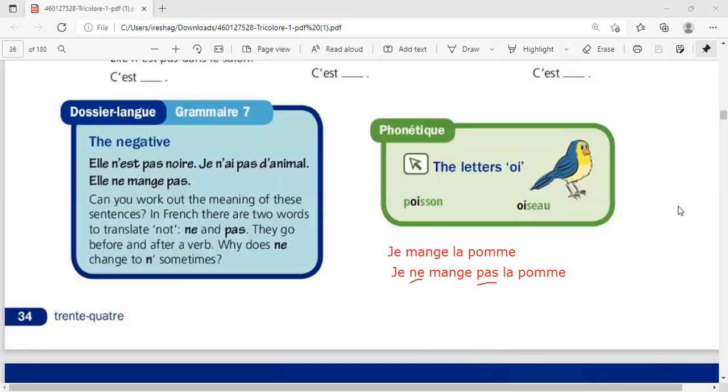Then elle ne mange pas. She doesn't eat. Elle ne mange pas. She doesn't eat.